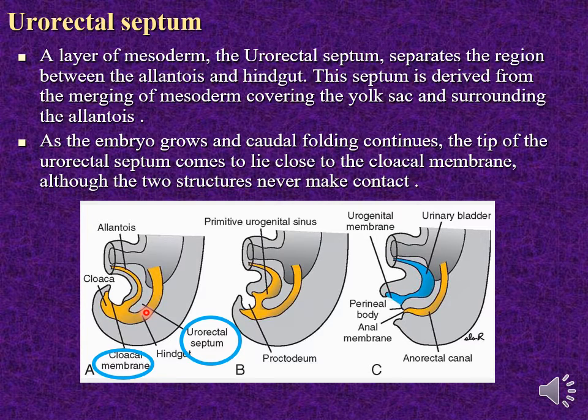As the embryo grows and caudal folding continues, the tip of the urorectal septum comes to lie close to the cloacal membrane. This is the cloacal membrane. Although the two structures never make contact, this is the urorectal septum and this is the membrane. They are close together.